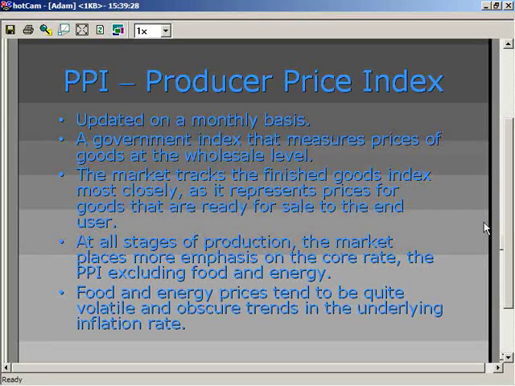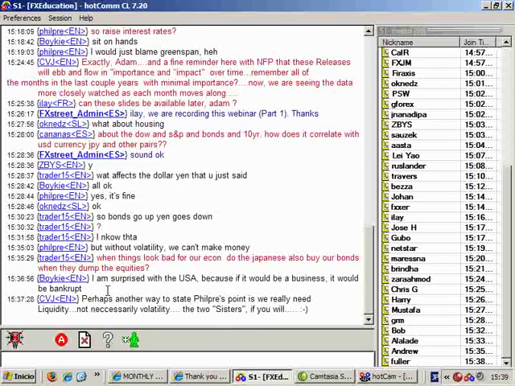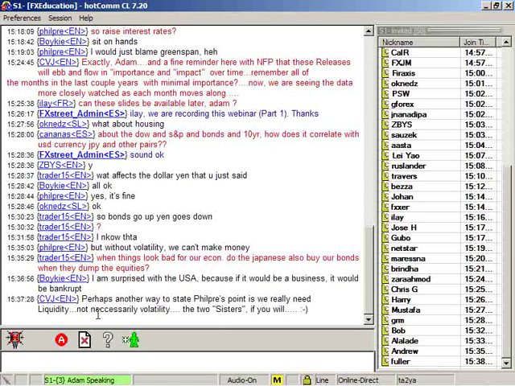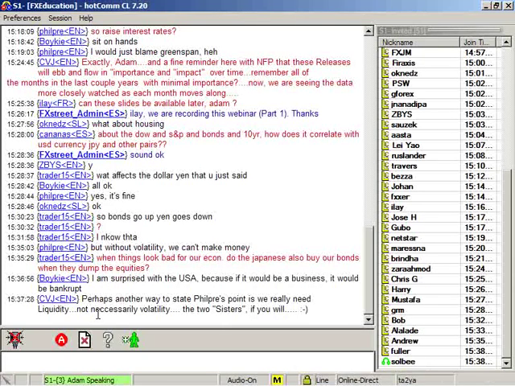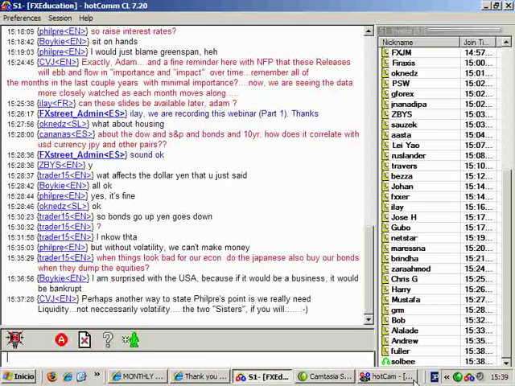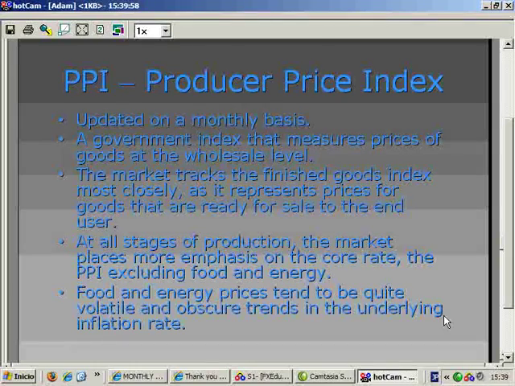At all stages of production, the market places more emphasis on the core rates. When they're released, they will always give you the core rate and the PPI excluding food and energy. The core rate takes away food and energy because they're considered to be more volatile components of the market, and therefore it tends to skew the number. So focus on the core rate of the PPI. Food and energy prices, again, tend to be quite volatile and obscure trends in the underlying inflation rates.